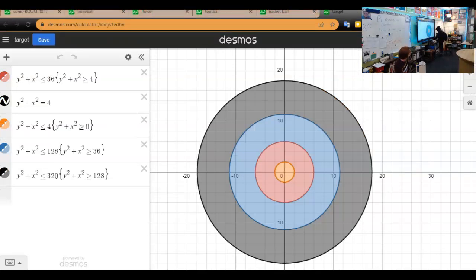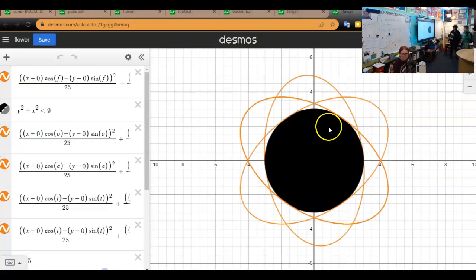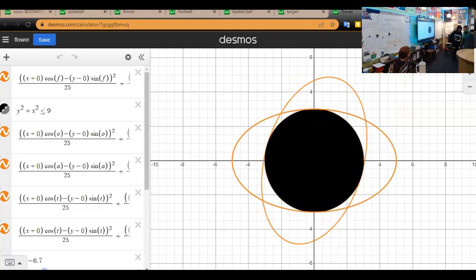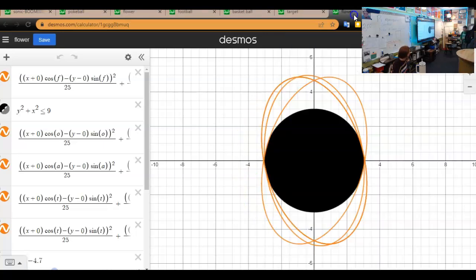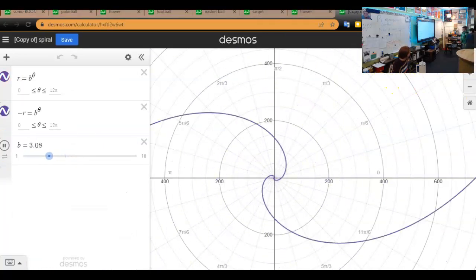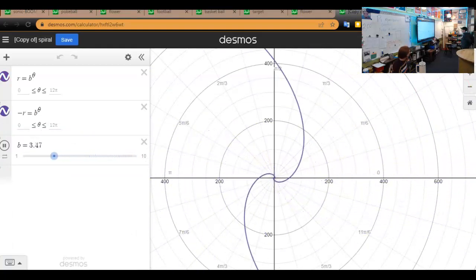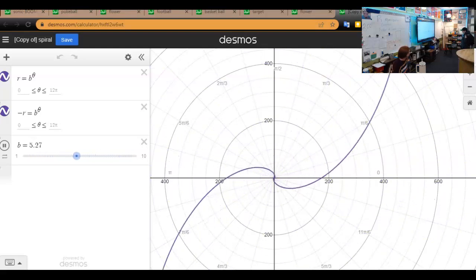No, here's his black hole. This is a different one. Oh, it's the same one. He just already has it playing, going at like Mach 10. And then he titled this one Better Spiral. Spiraling out, then spiraling in.